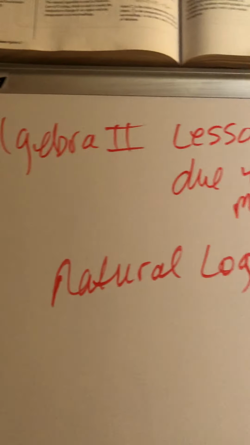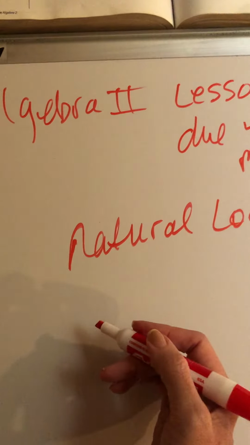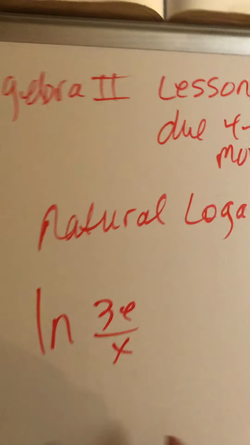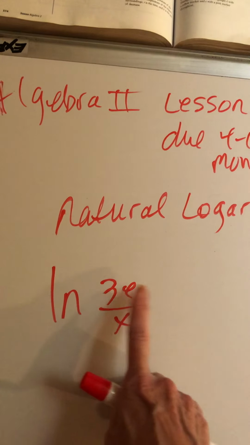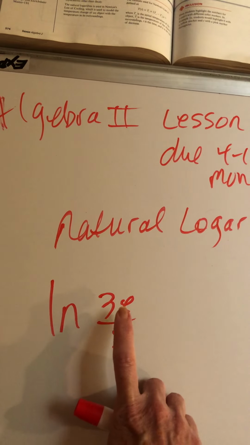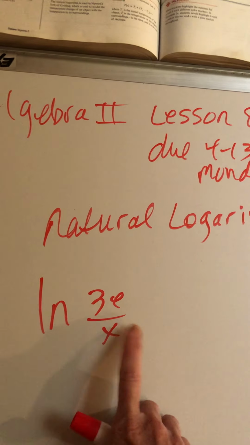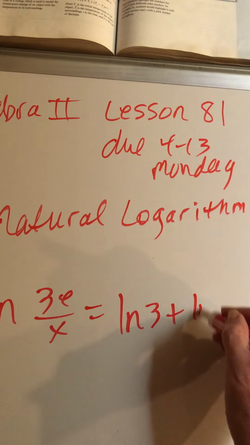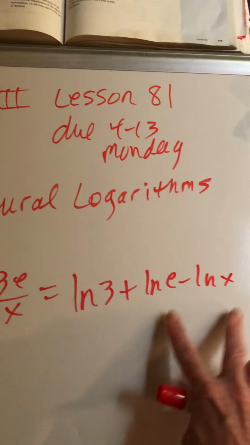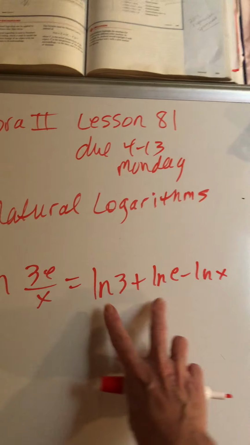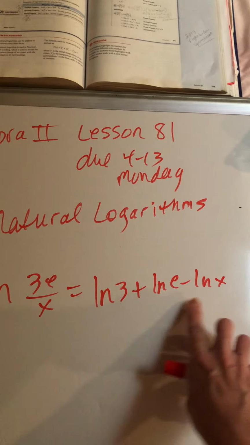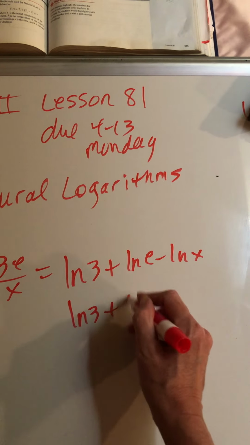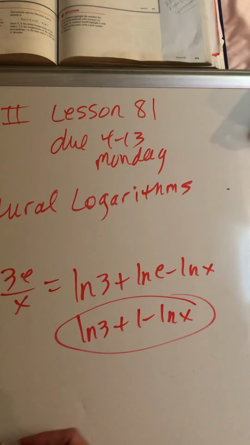Okay, so let's try some more of those, breaking them up into sums or differences. Let's see, we've got ln 3e over x. So you've got two different operations going on here. You've got a multiplication, which changes to addition, and you've got a division, which changes to subtraction. So you would have ln 3 plus ln e minus ln x. These two are being multiplied, so that's the addition. They're being divided by x, so that's your minus ln x. Fix anything you can. So ln 3 plus 1 minus ln x is how you'd finish out that one.